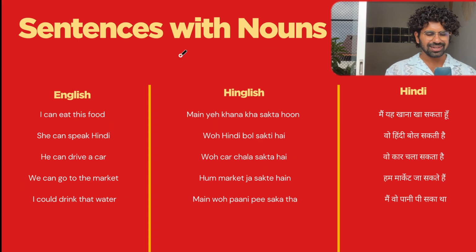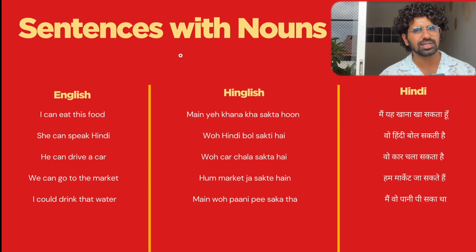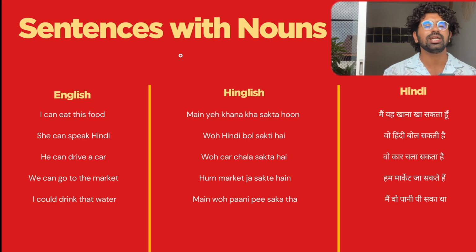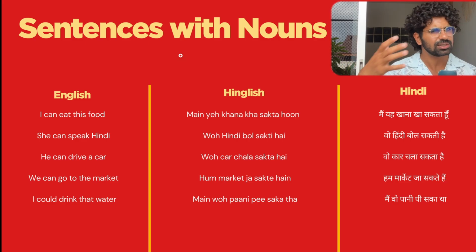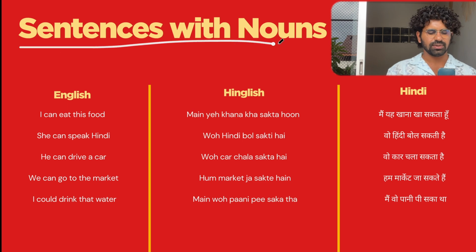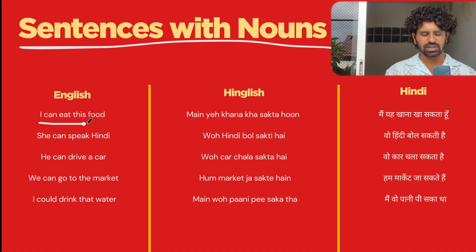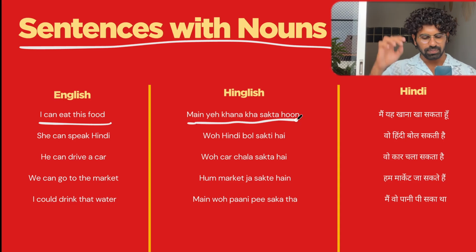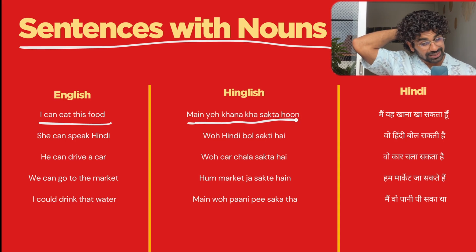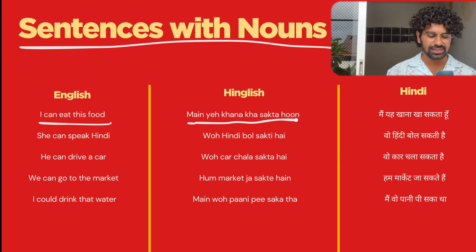Okay. Then the next, now because we've added time, we are adding nouns into it, right? So we are trying to make this a little bit more complex. So now we have nouns into it. And see, right? So sentences with nouns. Okay. So first thing we have is I can eat this food. I can eat this food. मैं ये खाना खा सकता हूँ. मैं ये खाना खा सकता हूँ. I can eat this food.